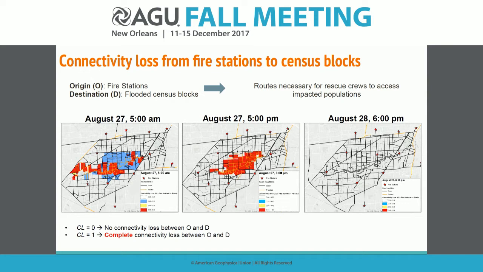And as we move to 5 p.m., we see more blocks having this severe disconnectivity. It's interesting to note that earlier in the storm, more of them were on the west part of the city, the upstream part of the watershed. As the flows moved downstream to the east, the impacted flooded areas moved also. Finally, on August 28th, pretty much the connectivity was restored, and the network was coming back to normal.